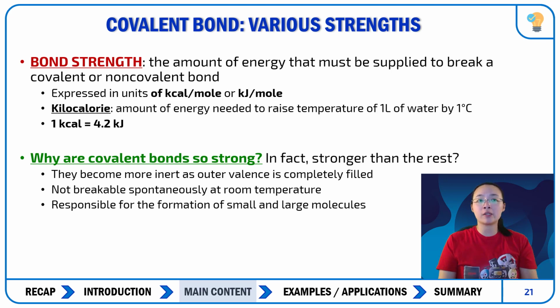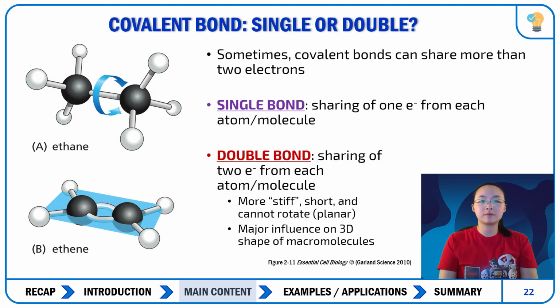So if you have ions, when you put them into water, they're going to separate very easily, but not with covalent bonds because they're inert. And most importantly, covalent bonds are responsible for the formation of small and large molecules. So they're super, super important. On the same topic of covalent bonds and strengths, I also hinted at the idea that there could be more than 2 electrons in a covalent bond, and that's true.